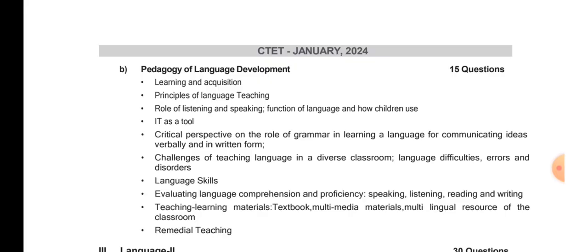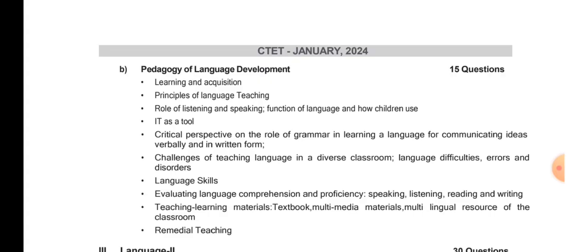All right, language skills, I already told you. LSRW. Then evaluating LSRW. What do you mean by LSRW? L means listening, S means speaking, R means reading, W means writing. Remember this. Evaluating language comprehension and proficiency: listening, speaking, reading, writing.